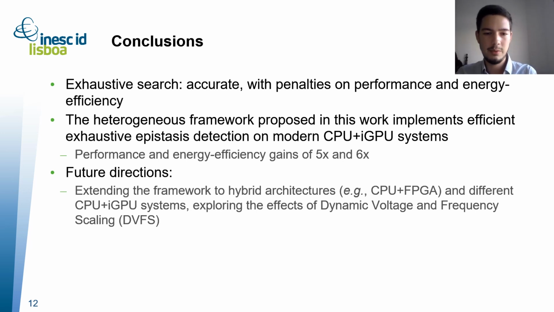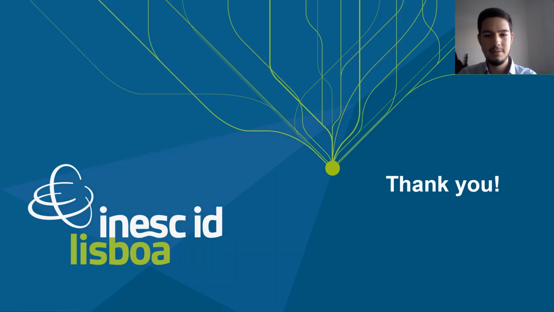We have obtained performance gains of up to 5 times relative to the base CPU version, and energy efficiency gains of up to 6 times compared to the CPU version. Future directions of this work include extending this heterogeneous framework to hybrid architectures consisting of a CPU and FPGA, and also different CPU and iGPU systems, and also exploring the effects of dynamic voltage and frequency scaling.